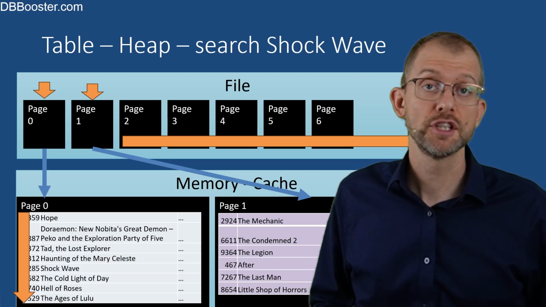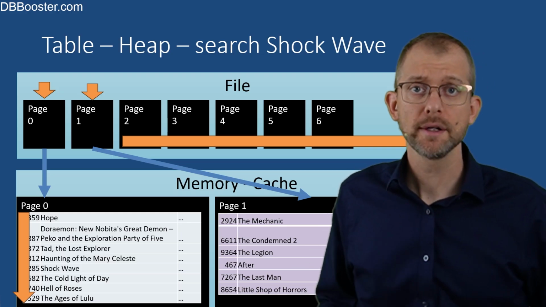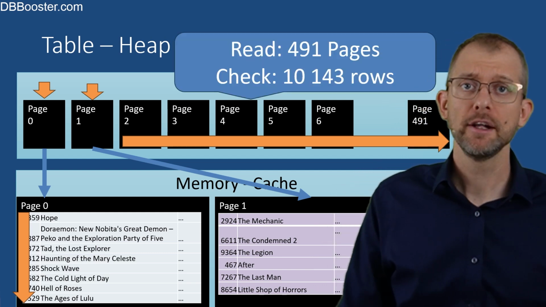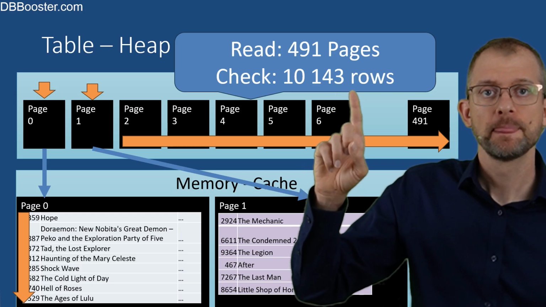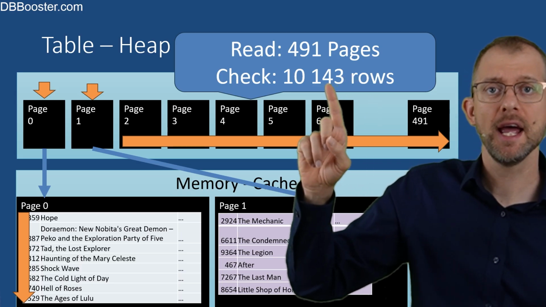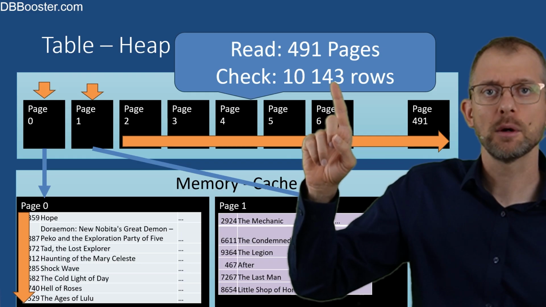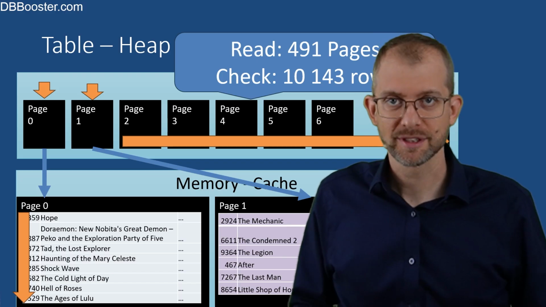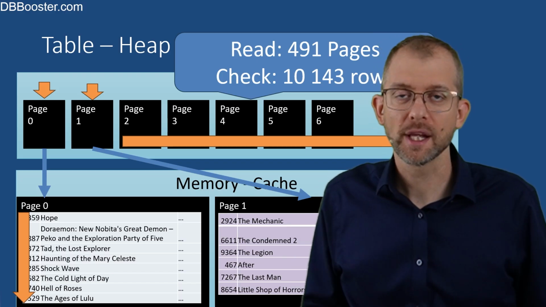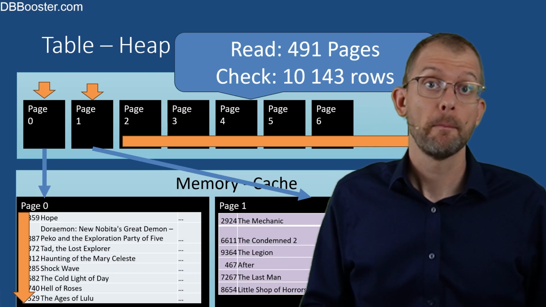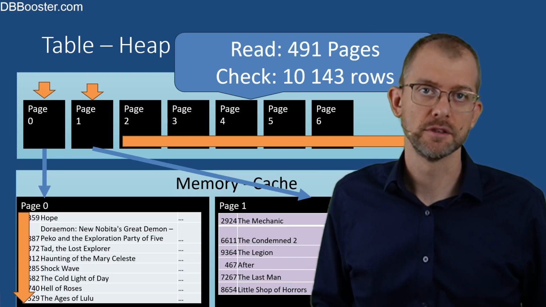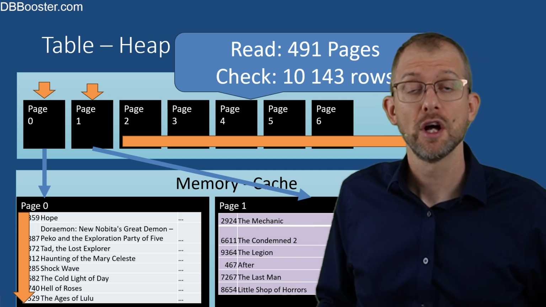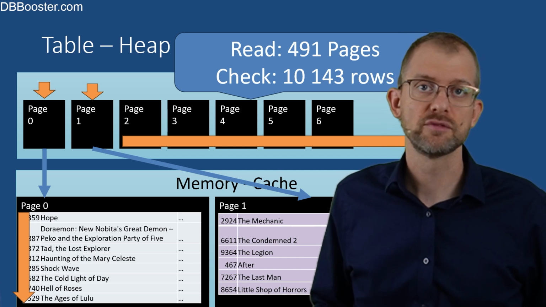And that's the cost of searching in a heap. One long, exhausting journey through every single page. I had to read 491 pages and scan every single one of the 10,143 rows. However, 10,000 rows is nothing. That's actually a really small table. But now imagine I am dealing with hundreds of millions of rows spread across millions of pages. The effort of scanning through all of that would be extreme.